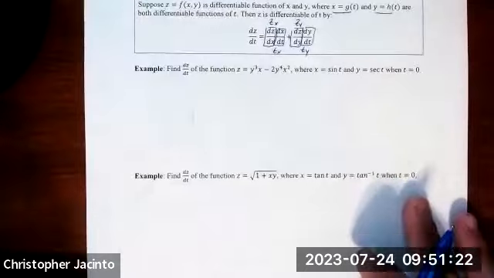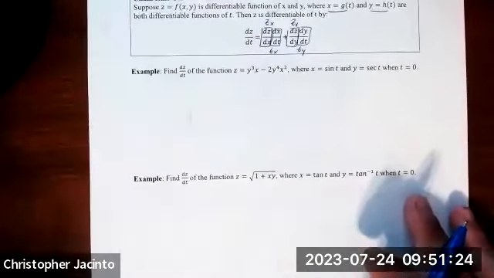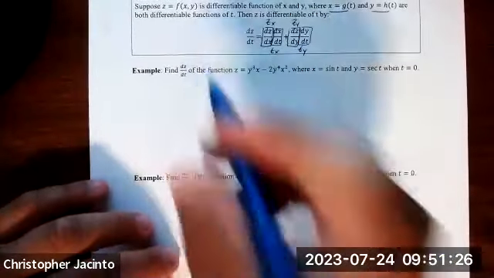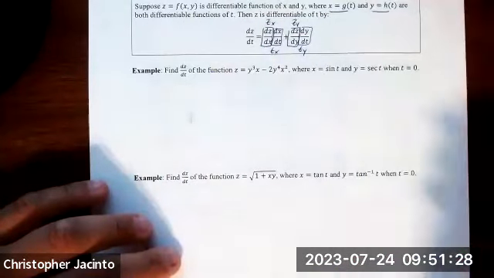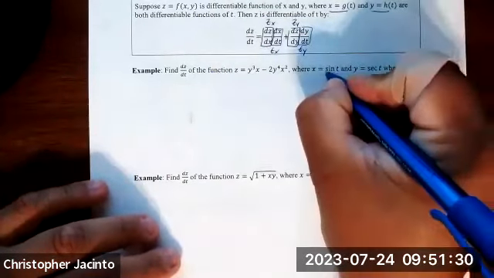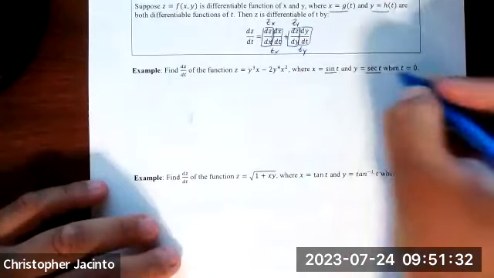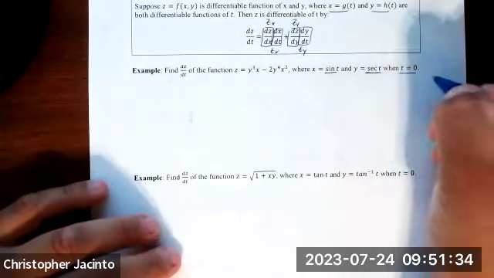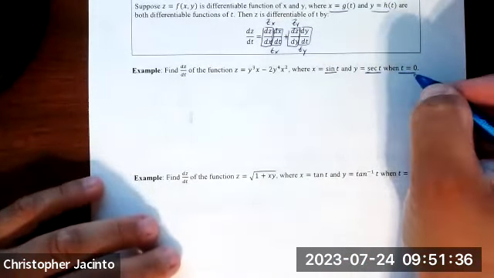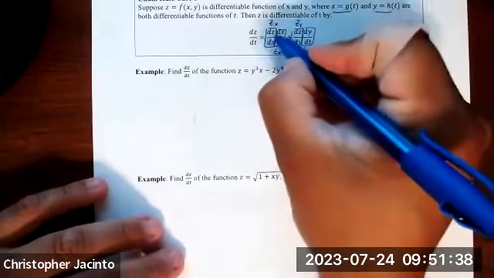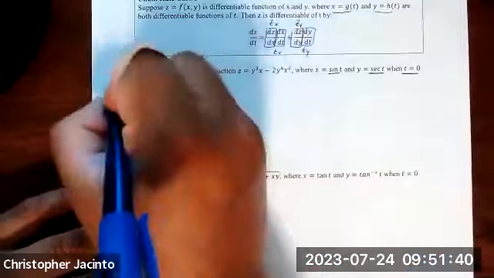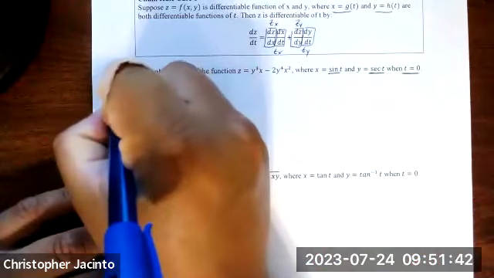So let's try an example so you can see exactly how this would work. Let's find dz/dt of the function z equals that, where x is sine t and y is secant t, at the point t equals 0. I gave you guys a little hint on how to break this down, right? So we want dz/dt.